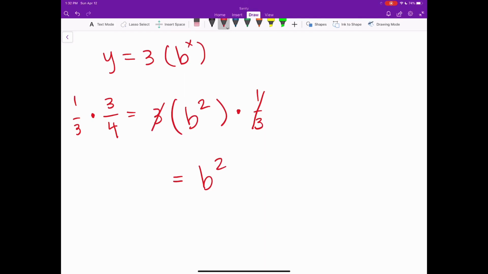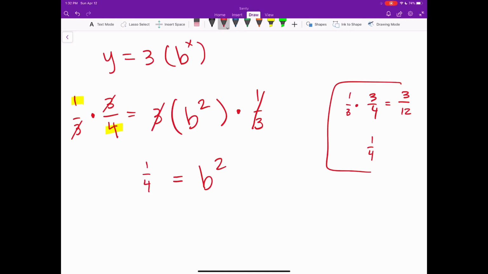On the left-hand side of the equation, I have 1/3 times 3/4. And if you think about it, these 3's are going to cancel out because one of them's on the numerator, one of them's on the denominator. If you want to think about it off to the side, 1/3 times 3/4 gives me 3/12, which reduces down to 1/4. So I'm just left with 1/4, all right?